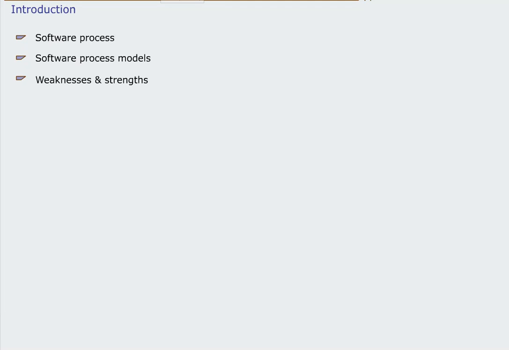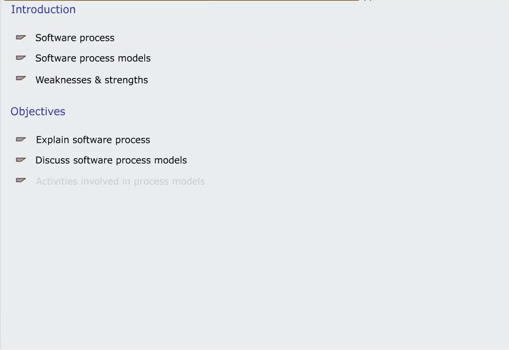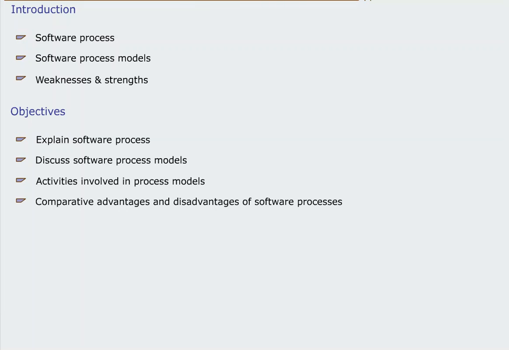After completing this unit, you should be able to explain a software process, discuss software process models, illustrate activities involved in each process model, and compare advantages and disadvantages of each process. Let's start with the process.